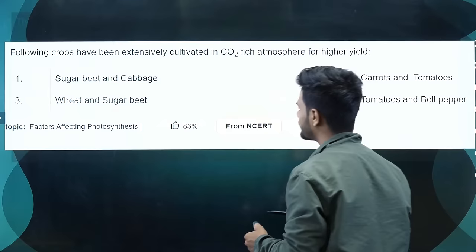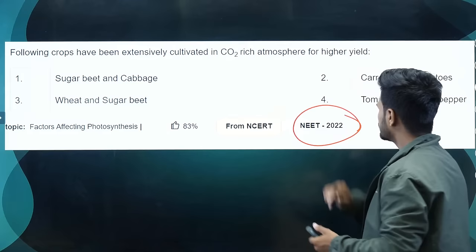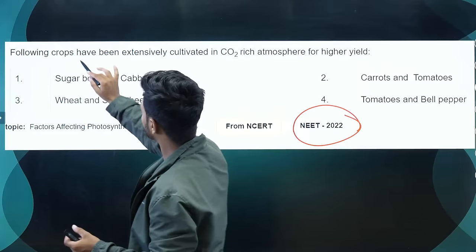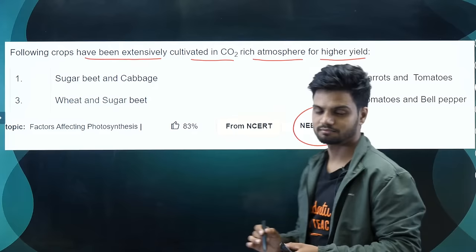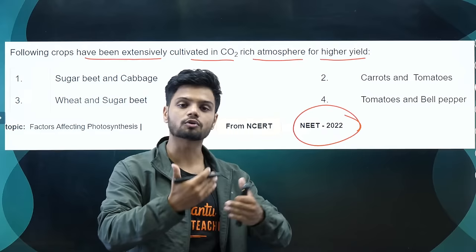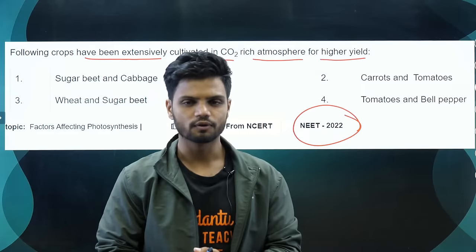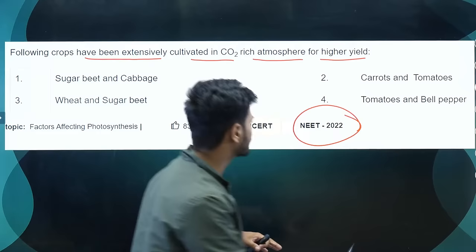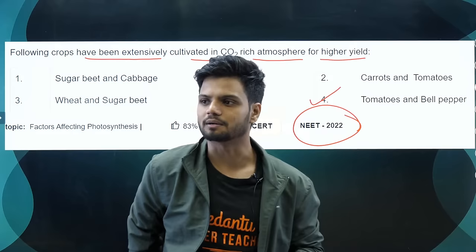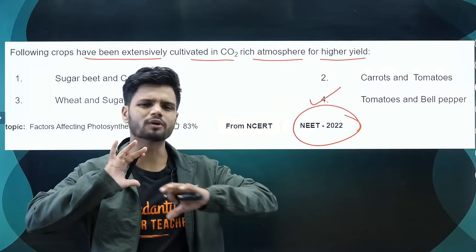Next question is from NEET 2022, direct line from your NCERT. The following crops have been extensively cultivated in a CO2-rich atmosphere for higher yield. If you read your NCERT, under factors affecting photosynthesis, in one paragraph you will notice greenhouse gases. In your greenhouse, we mainly grow tomato and bell pepper. Bell pepper is like red capsicum. So tomato and bell pepper grow nicely in your CO2-rich environment.